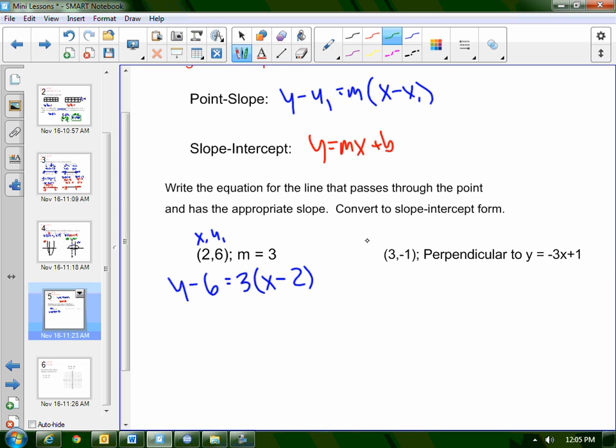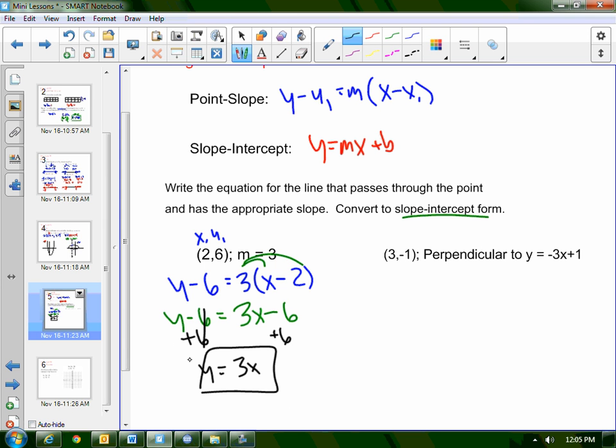Now, if I need to convert this to slope-intercept, this is just like our first little mini lesson. I'm going to distribute on the right side, 3x minus 6. I'll leave this side alone. And then, to get this into slope-intercept, I'm going to add 6 to both sides. And hey, look at that. Y equals 3x plus 0. I can just write that as y equals 3x. If you really want, you can put plus 0. But here, the y-intercept is 0.